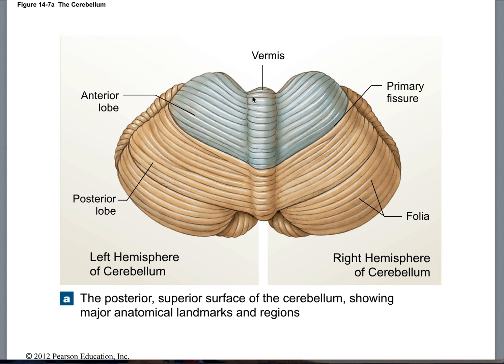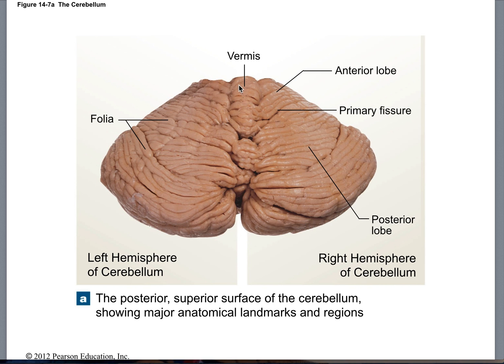So I have the vermis. The worm is in the middle, right? It divides the right and left hemispheres. And again, the worm on the hamburger, right? This almost looks like a hamburger. I'm sorry, I can't help it. The vermis is in the middle. The folia are the foliage or leaves on the outside.